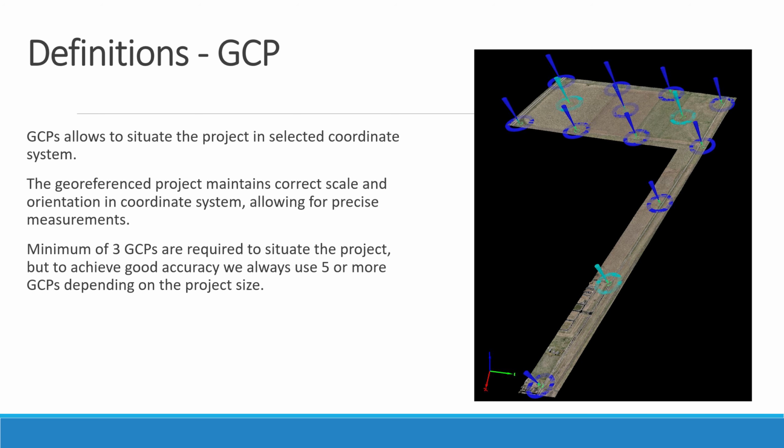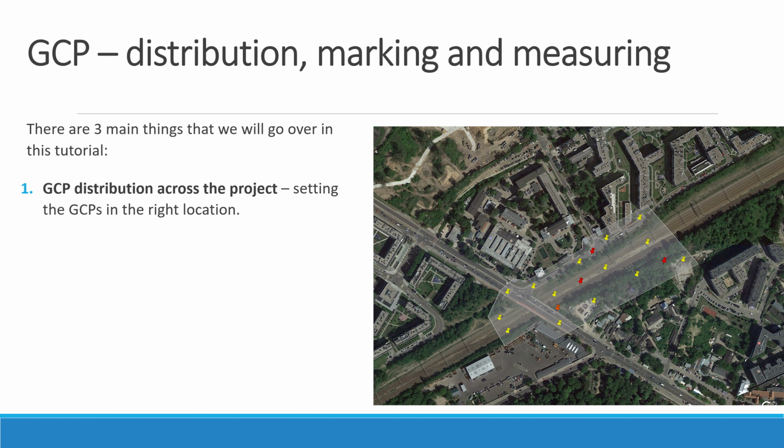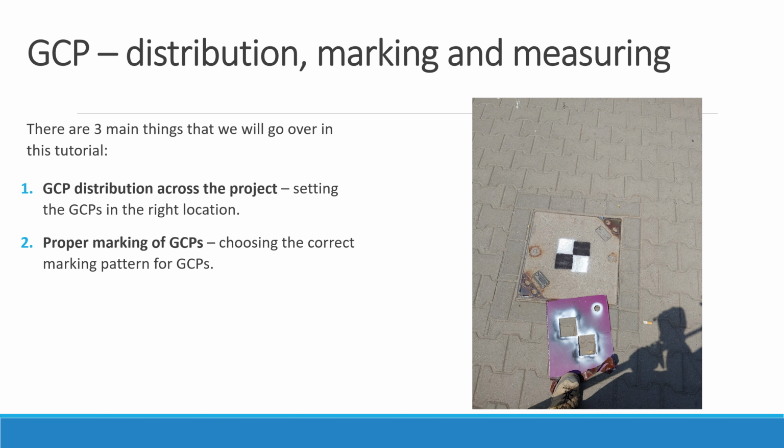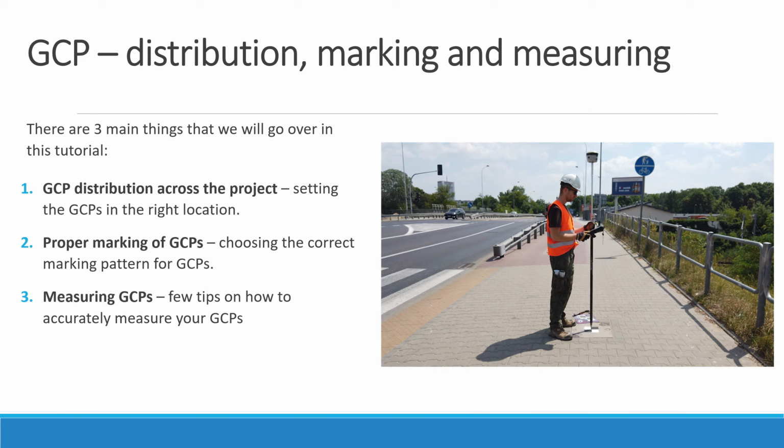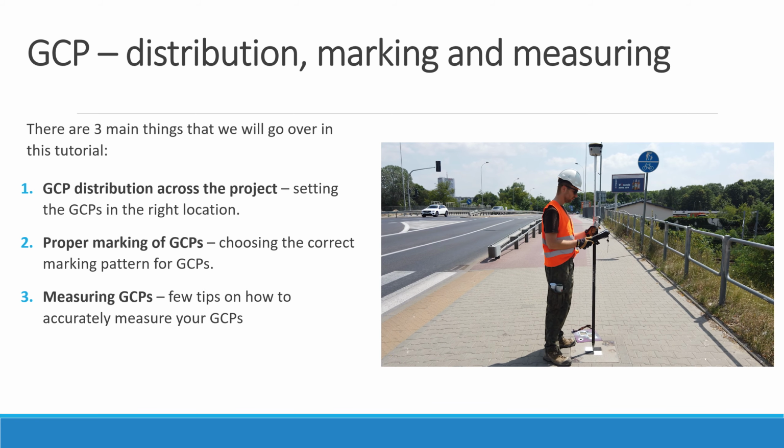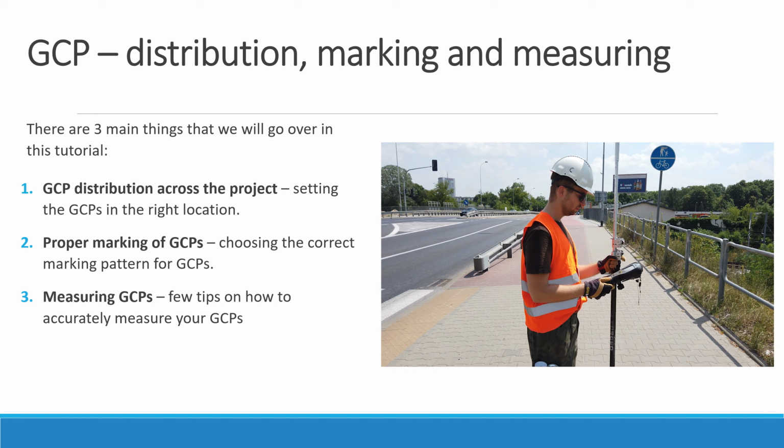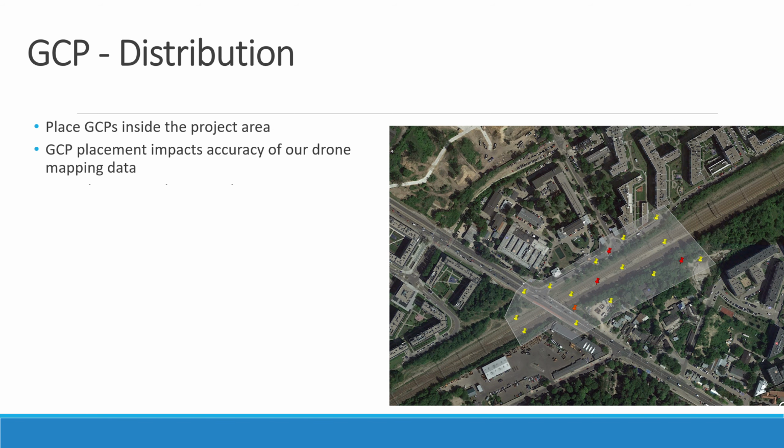A minimum of 3 GCPs are required to situate the project, but to achieve good accuracy, we always use 5 or more GCPs depending on the project size. There are 3 main things that we will go over in this tutorial. GCP distribution across the project. This means setting the GCPs in the right location. Proper marking of GCPs. It is important to choose the correct marking pattern for GCPs. Measuring GCPs. A few tips on how to accurately measure your GCPs. Let's start with the first one.